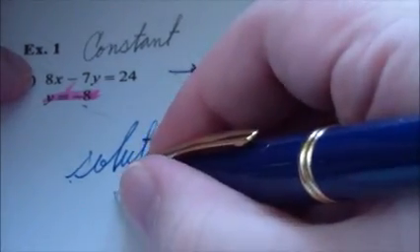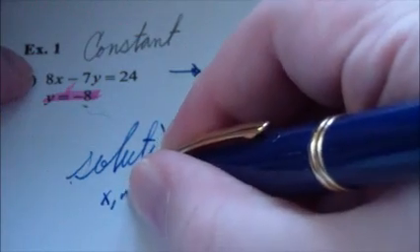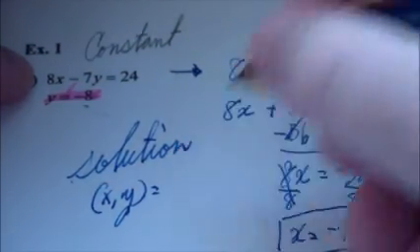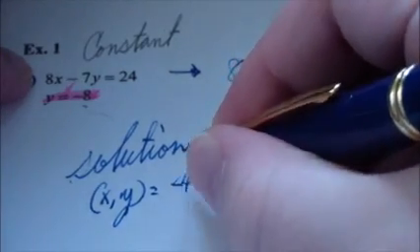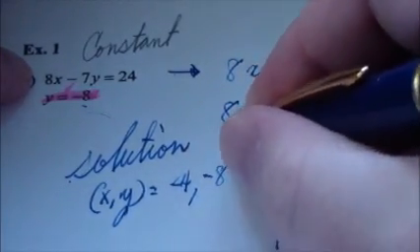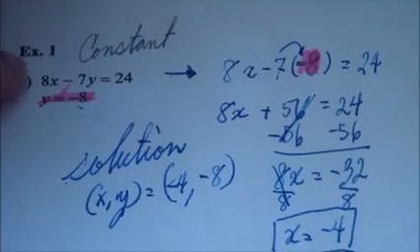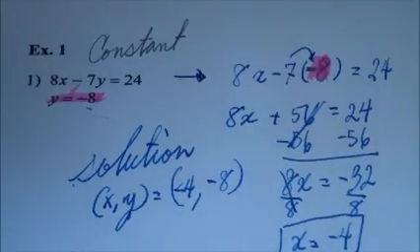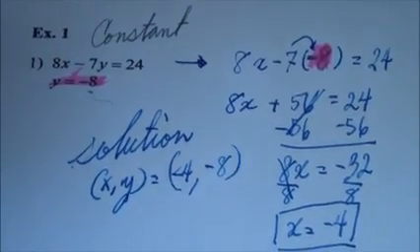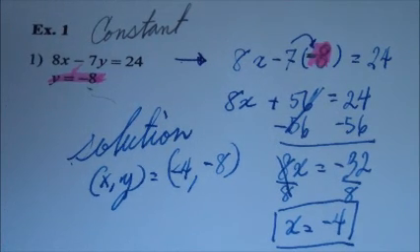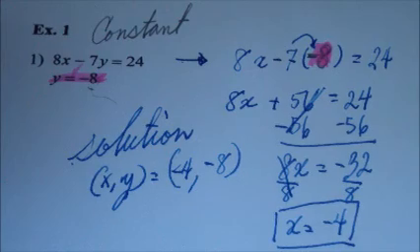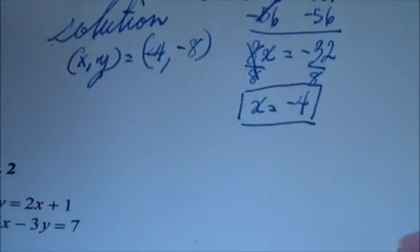Solution. X, y, which is going to be negative 4, negative 8. Okay. So that's when we have a constant term. Next one.